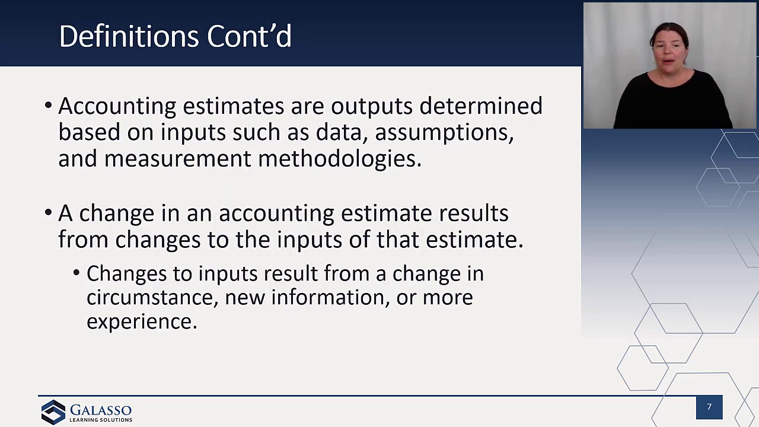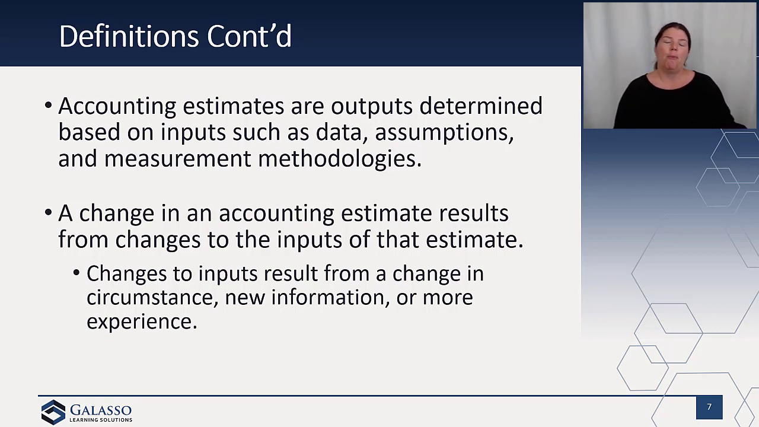Then let's look at accounting estimates. This is a little bit of a change under the prior standard. We really think about outputs and inputs, but accounting estimates here are outputs determined based on inputs such as data, assumptions, and measurement methodology. So when we think about accounting estimates, these are things that are subject to change, right? The data can change, the assumptions can change. And so a change in estimate results from the change to the inputs of that estimate.